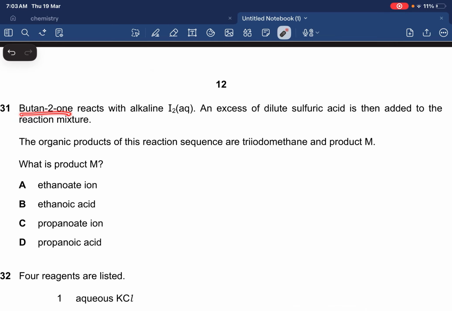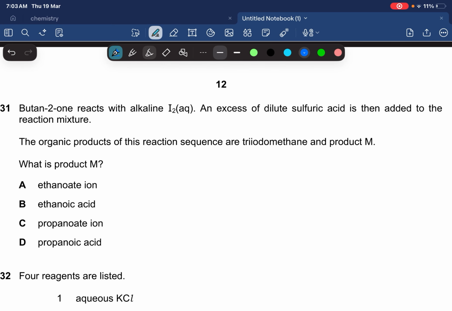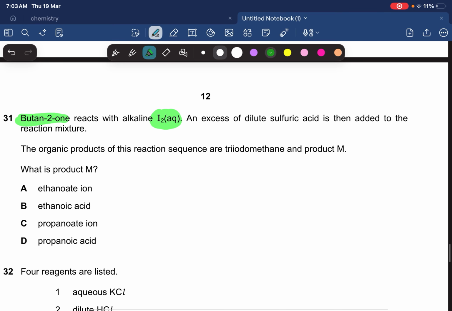Butan-2-one reacts with alkaline I2. Okay, butan-2-one. What is butan-2-one? It's a ketone, alkaline I2, iodoform reaction. Good? An excess of dilute sulfuric acid is then added to the reaction mixture. The organic products of the reaction sequence are triiodomethane and M. What is M? Okay, so butan-2-one, I'm going to show what we are doing here.